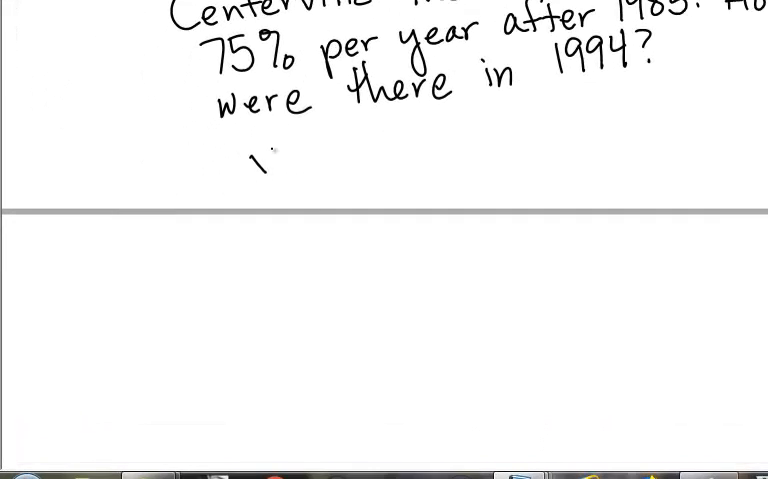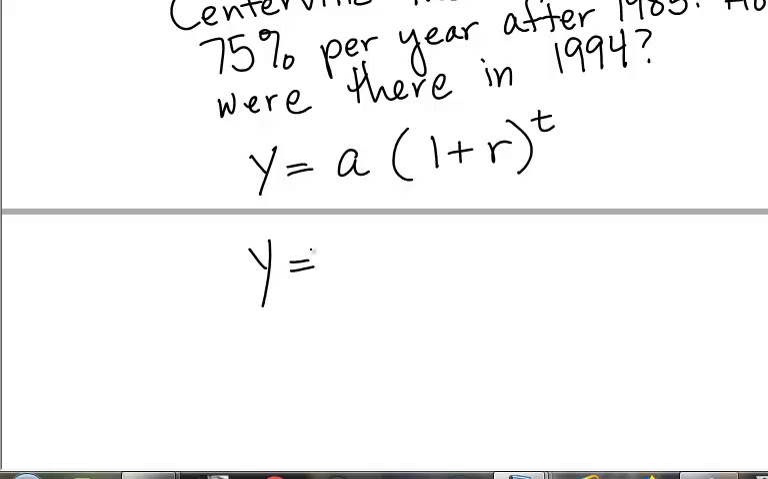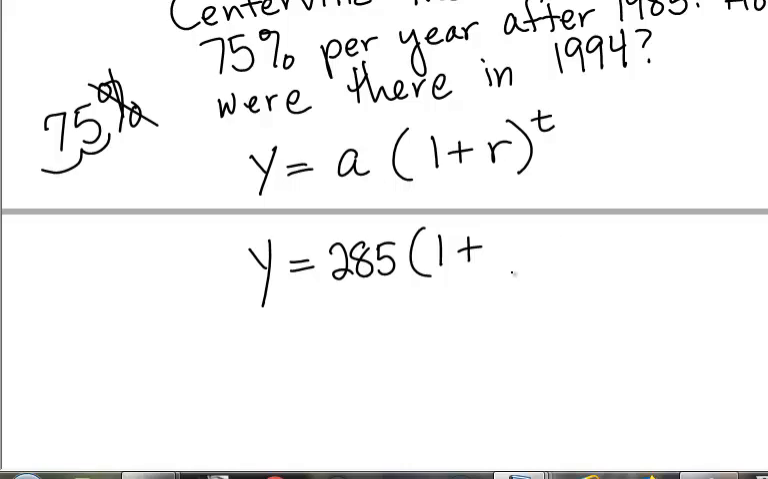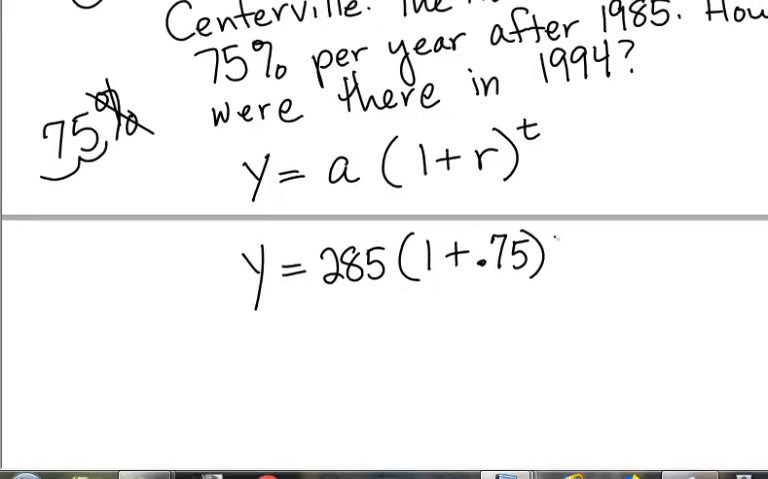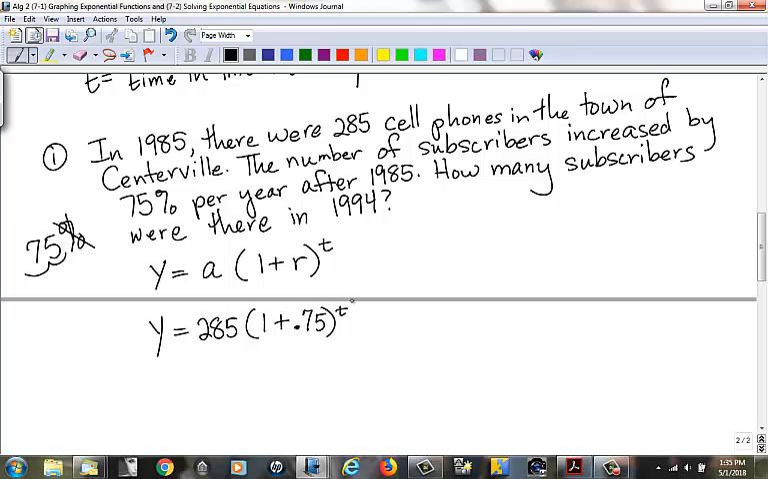Okay, so write the formula down first. Y equals A times the quantity 1 plus R, and then times T. We started with the initial amount was 285, right? The rate, we're going to change that rate, 75%. You're going to drop that percent and move the decimal back 2 places. So 0.75 and the T. Now, for the time, we're going to do this by a graph. So we're going to actually put in an X.